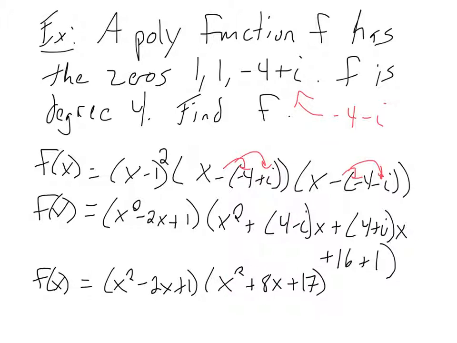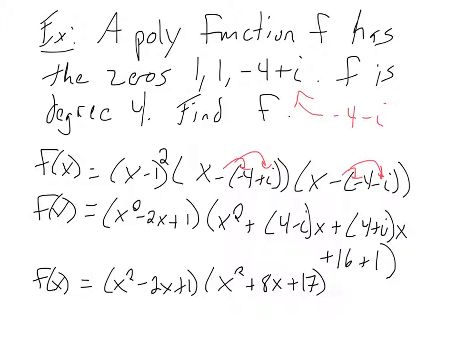Right? So we get a quadratic, which is what we would expect, and this quadratic is what's going to contain these two solutions, the negative 4 plus i and the negative 4 minus i. The two solutions to this are these two guys right here. So this quadratic right here contains the two complex solutions, right? And this quadratic contains the two real solutions.